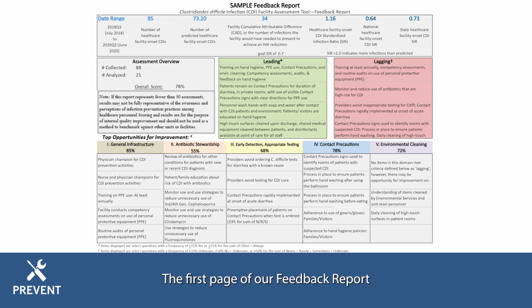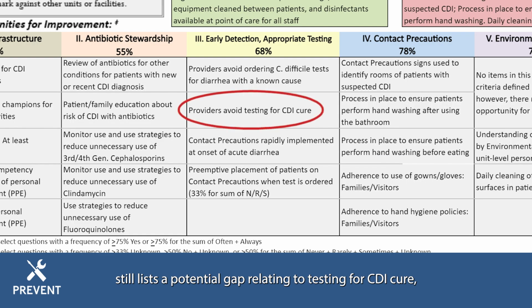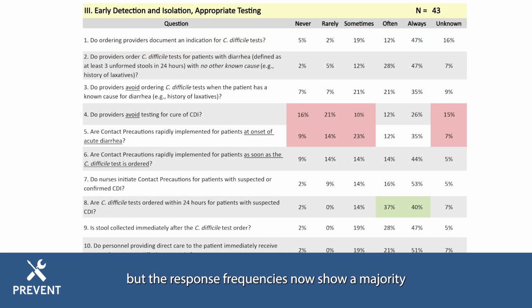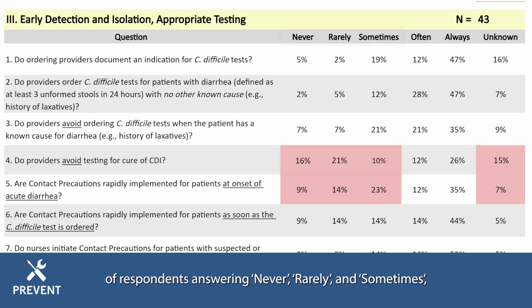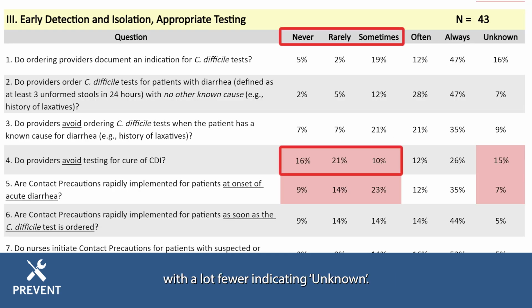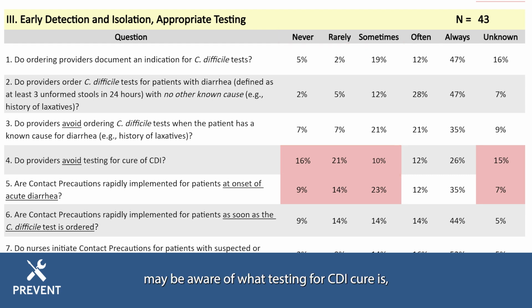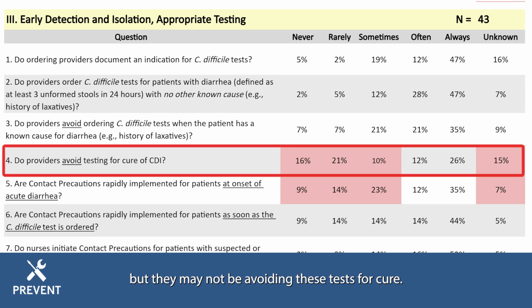The first page of our feedback report still lists a potential gap relating to testing for CDI cure, but the response frequencies now show a majority of respondents answering never, rarely, and sometimes, with a lot fewer indicating unknown. What this may indicate is that respondents may be aware of what testing for CDI cure is, but they may not be avoiding these tests for cure.